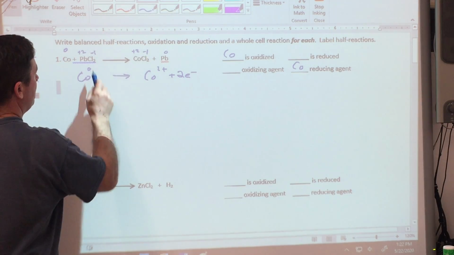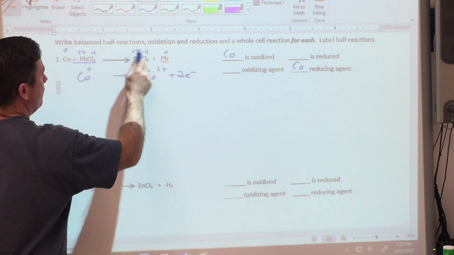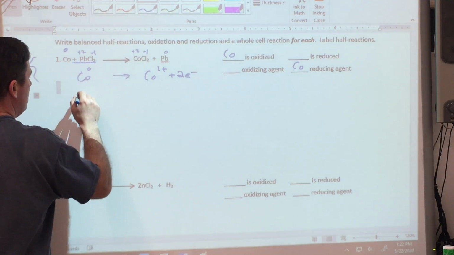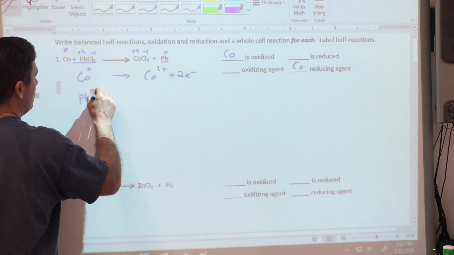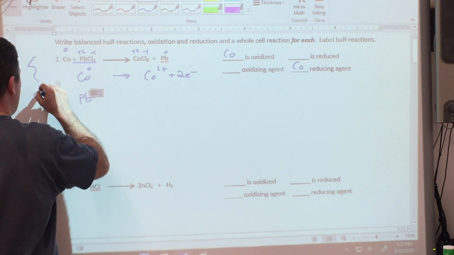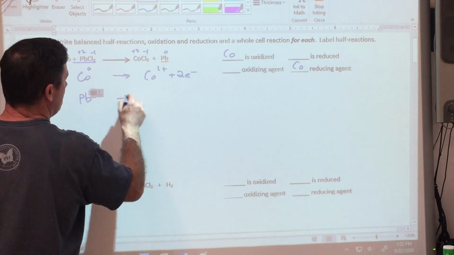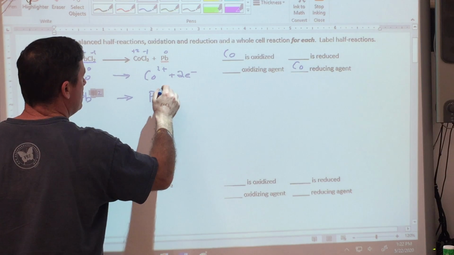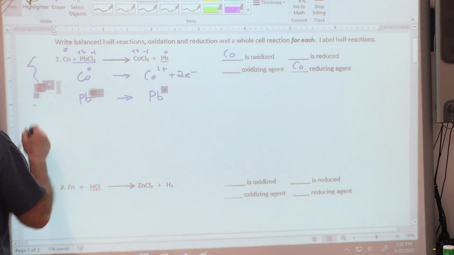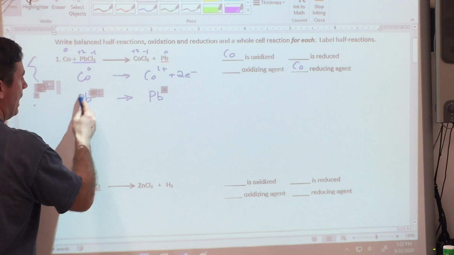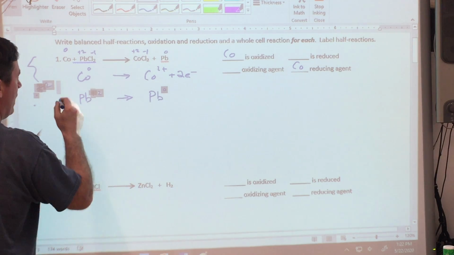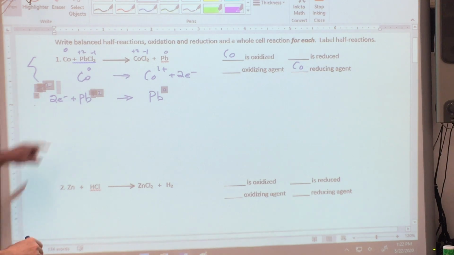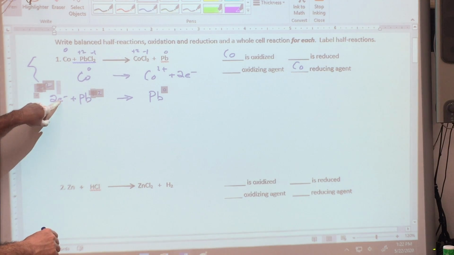Okay, what's left? Chlorine, negative 1, negative 1. That doesn't change at all. Again, that's called a spectator ion. So we must be talking about lead 2 plus, and lead 0. So if I've got positive 2 over here and 0 here, I need to add electrons. So lead plus 2 is gaining electrons.